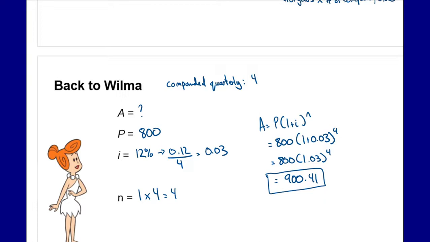Now you're going to see compound interest a lot more. That tends to be the more common one. So that's why when we look at things later on, we tend to focus on compound interest because it is more common.